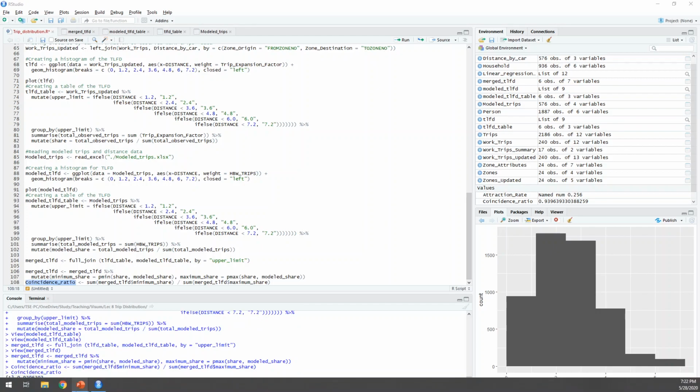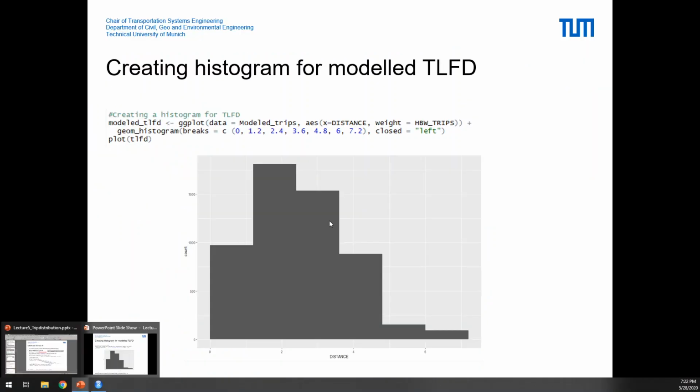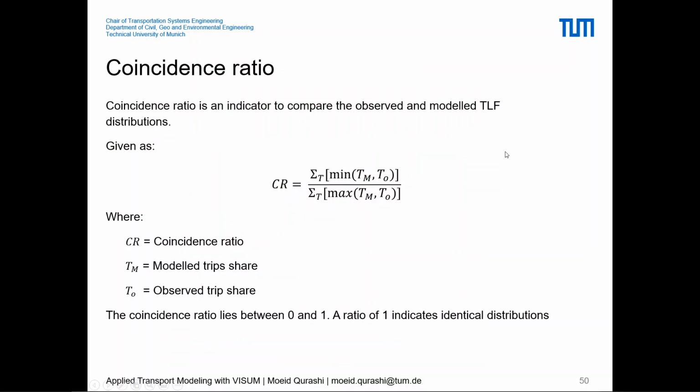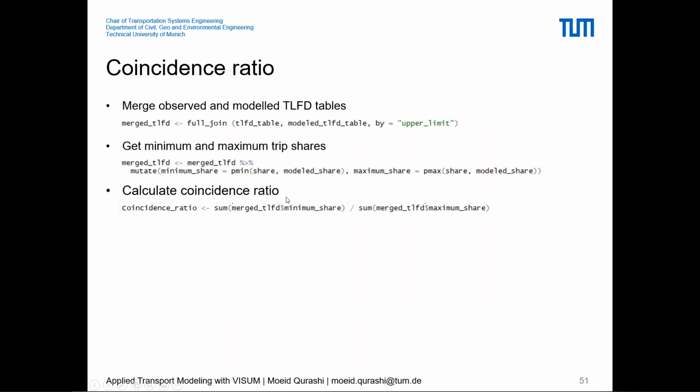Yeah. So I think you're able to follow and understand how we can find the coincidence ratio in R. It's rather very simple. So again, the coincidence ratio was basically the minimum of the share for modeled and observed divided by the maximum of the share of modeled and observed. And if you see, the summation is outside the minimum. So first we created columns for minimum of both and maximum of both, and then we take the sum of the minimum column and maximum column, and then for the sums we take the ratio and we find the coincidence ratio.